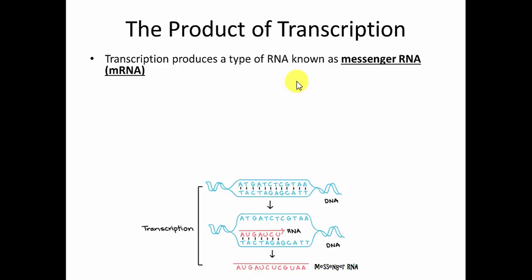The genes themselves carry information for how to make a protein, and the message for how to make that protein is in the form of a specific kind of RNA called messenger RNA. Recall from part 1 that there are different types of RNA. In the specific process of transcription, we're making a type of RNA called messenger RNA.